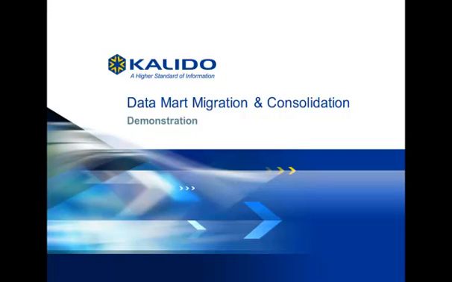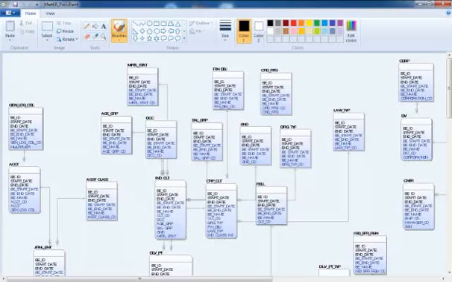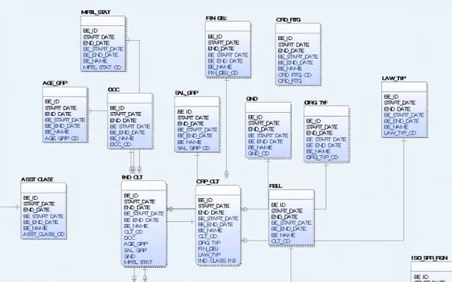This video will show how the Kaleido information engine can be used to perform data mart migrations and consolidations. If you're migrating a data mart, you likely have a logical data model that you can use as a starting point, either in Erwin or as a CSV file. Here's a picture of such a model. It shows the different entities and relationships between them.